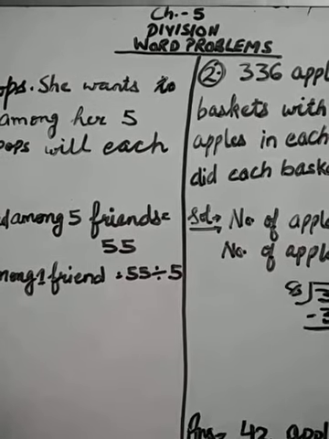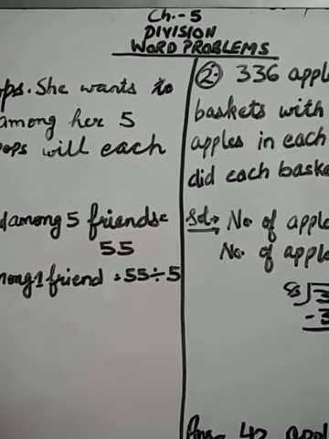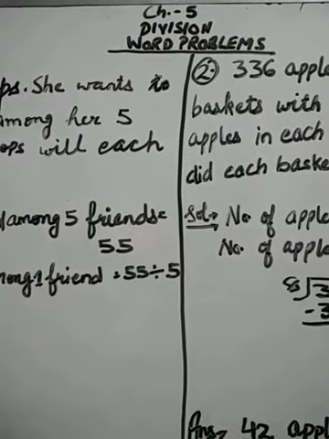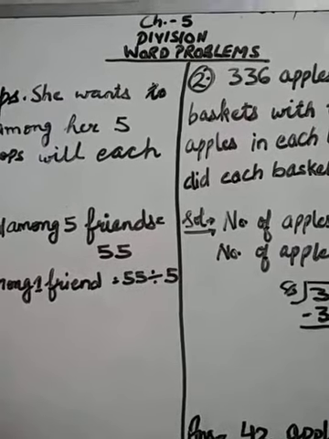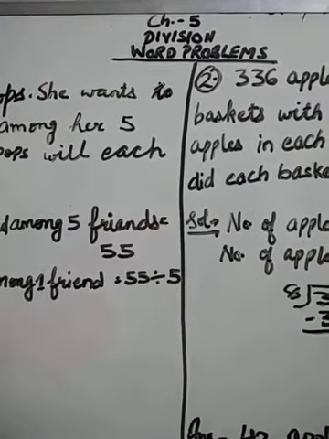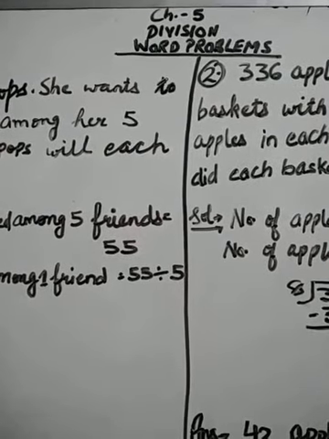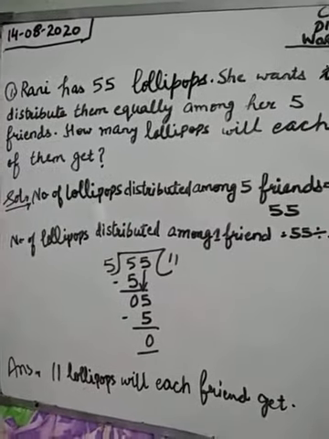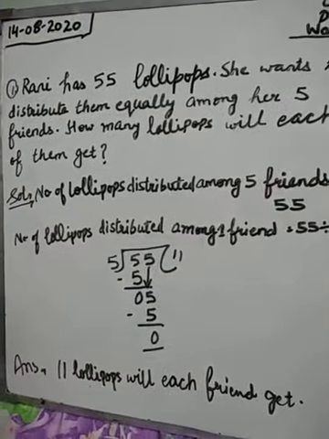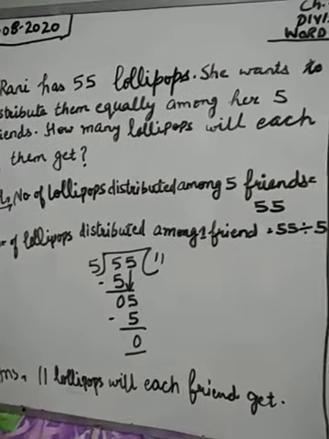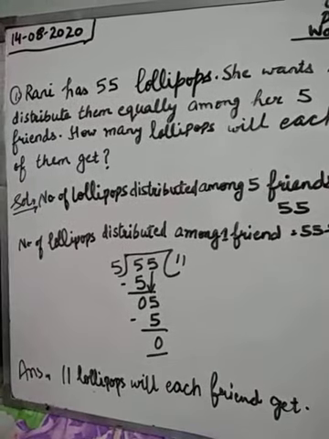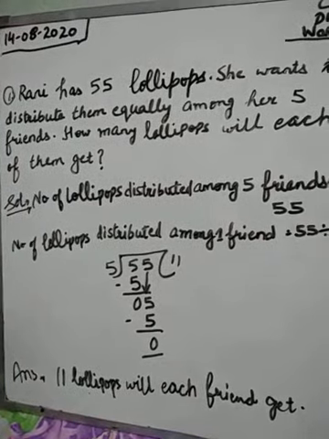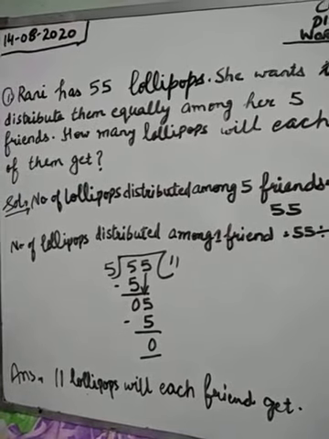Today I will take word problems. So we will do extra practice of word problems so that you can understand what is the concept of division in the problem sums. So the first question is, Rani has 55 lollipops. She wants to distribute them equally among her 5 friends. How many lollipops will each of them get?